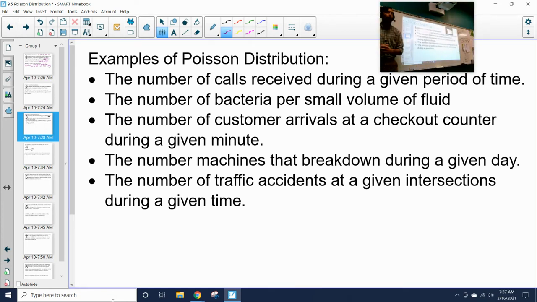So you always have to have some sort of average to start with. And then we can use that average and say, on this given day, what's the likelihood of this number of things happening? And we can calculate that using Poisson distribution.